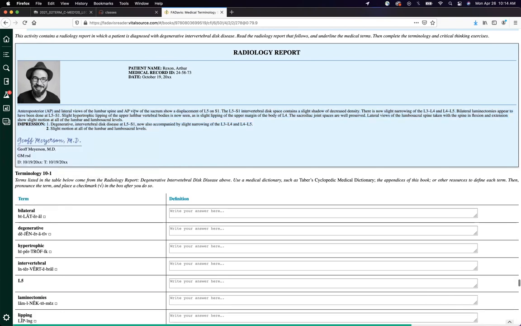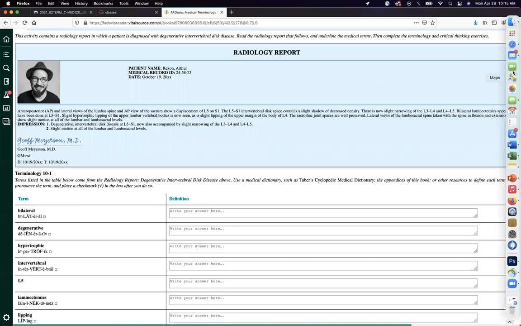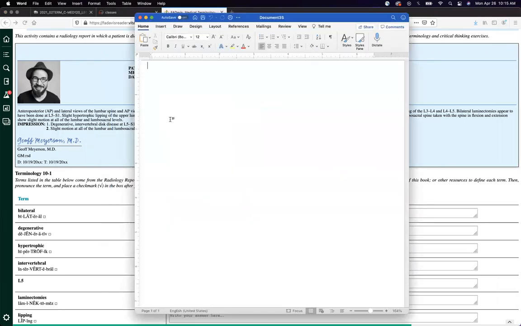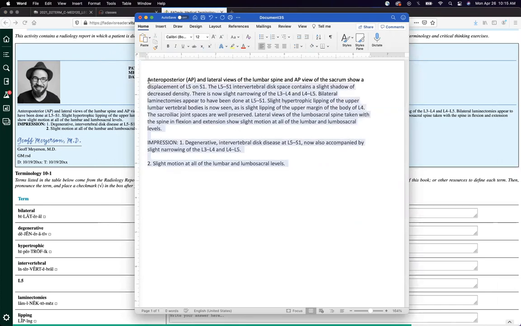What's our doctor's name? What's the patient's name? Right. But a better question would be, if Dr. Jeff Meyerson is writing a radiologic report, then what is his specialty? It's the Department of Radiology. So he should be looking at what? X-rays and whatnots. So again, I could take this, paste it, and let's make it a little bit bigger so you guys can see it.